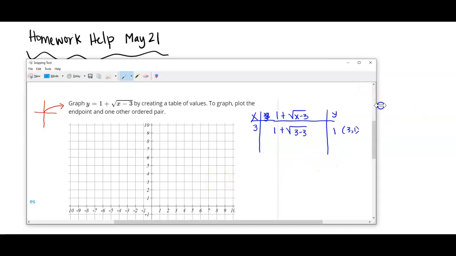What would another good value for x be? Can somebody tell us?